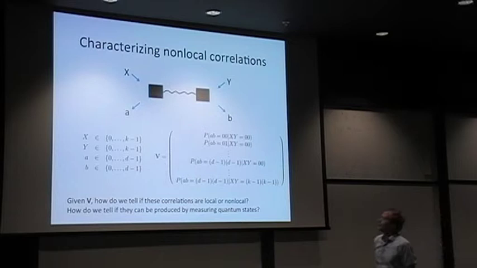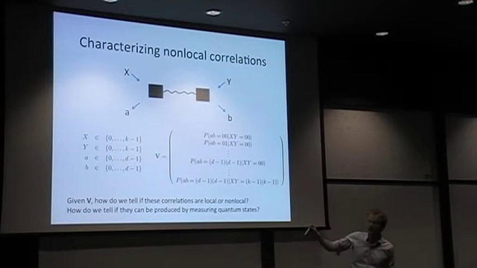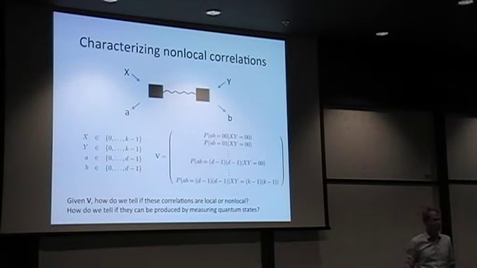So generically, a set of correlations is just a set of conditional probabilities, a joint output probability for AB given each possible value of XY. We could write all of those in a big vector. There's the big vector, let's call it V. And the generic problem here is, given such a vector V, how do we tell if these correlations are local or non-local? And another question you might ask is, given V, how do we tell if they could be produced by measuring a bipartite quantum state?